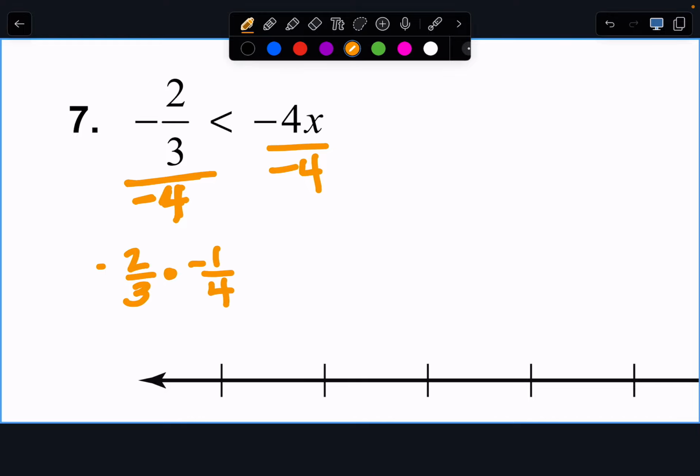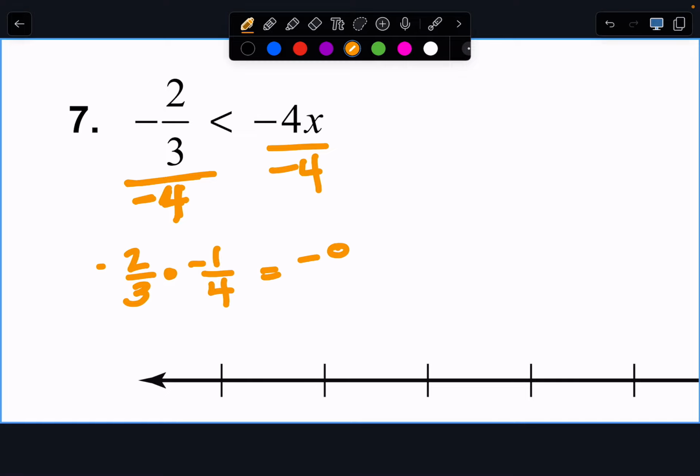Don't say it. We have graduated from that. So we keep it. Read the room. It's not mathematically correct. I know. And we're 8th graders, and we're going to use mathematical vocabulary. Multiply by the reciprocal.